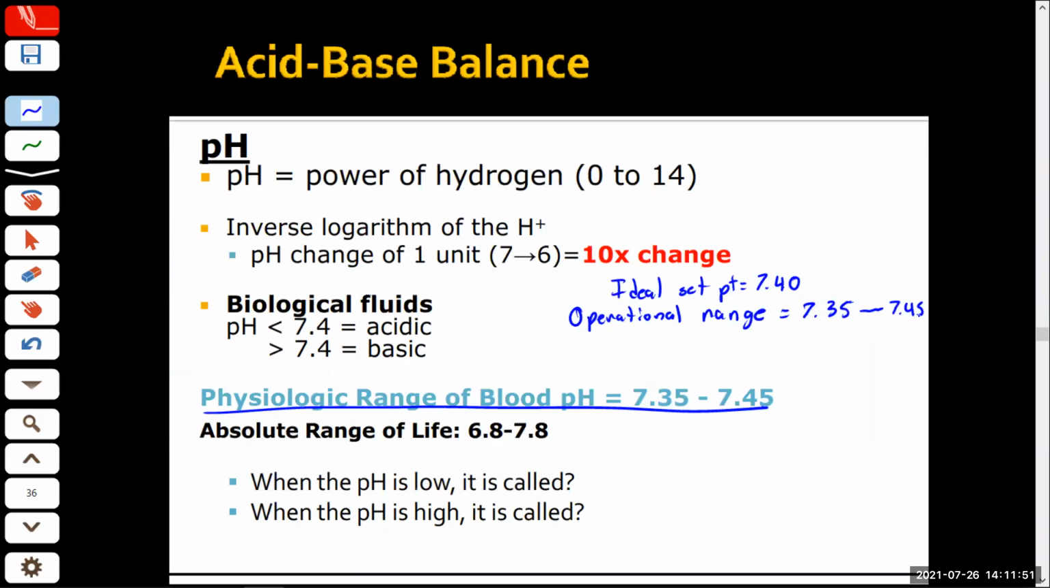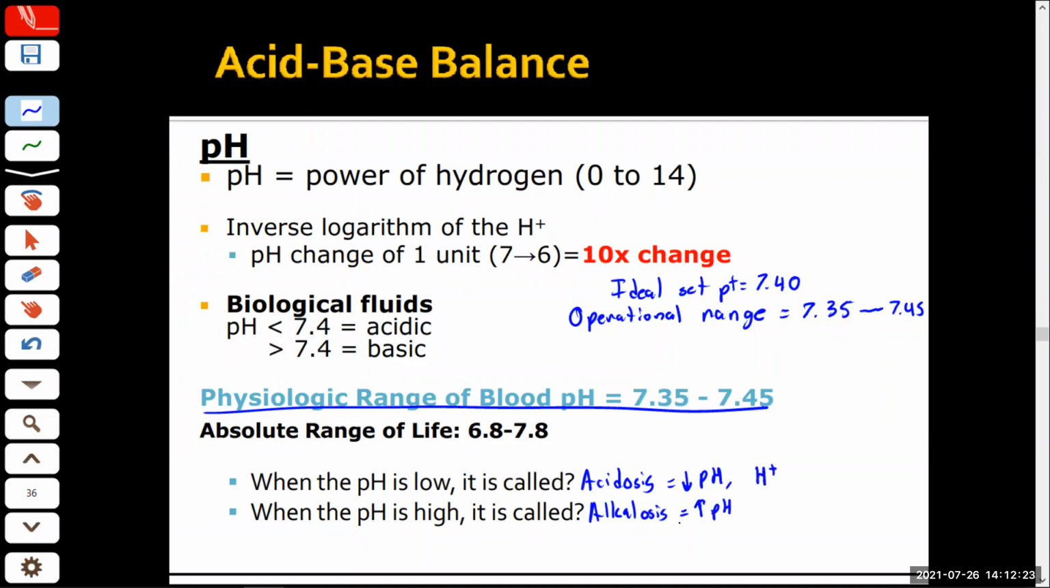So recapping here before I mess this up. When pH is low, acidic or basic? Thank you. It's acidosis. Therefore, if it's high, we call it either being basic or alkalosis. When we are acidic, just recapping what we started before, low pH. Alkalosis is high pH.